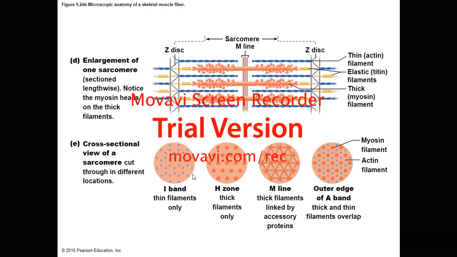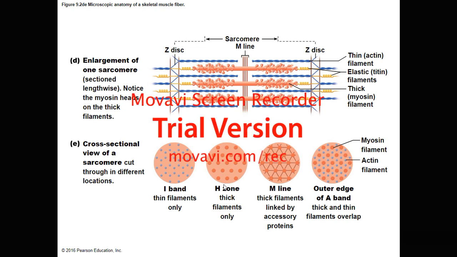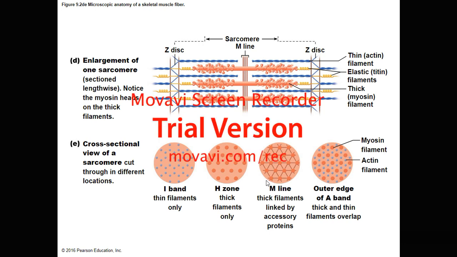Remember, in the I band you only see light blue little dots, so the I band has thin filaments only. The H zone is the middle part of the A band, and there you only have thick filaments. You also have the M line in the H zone, and the M line is where the thick filaments are linked by accessory proteins.